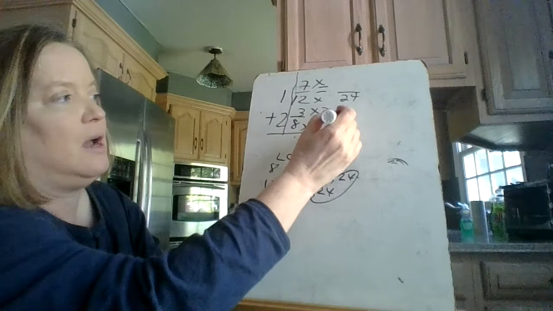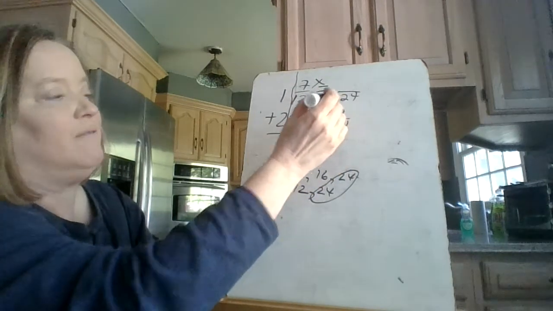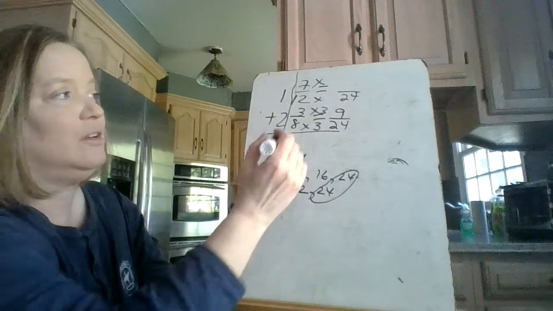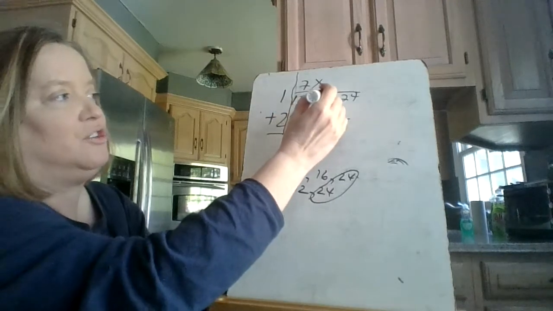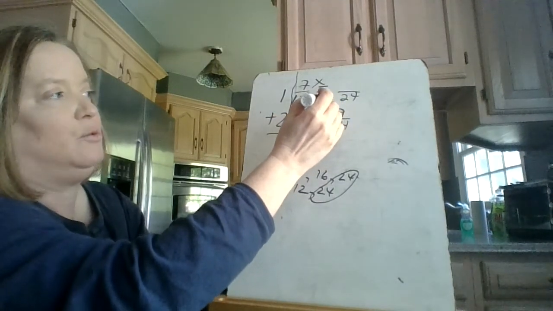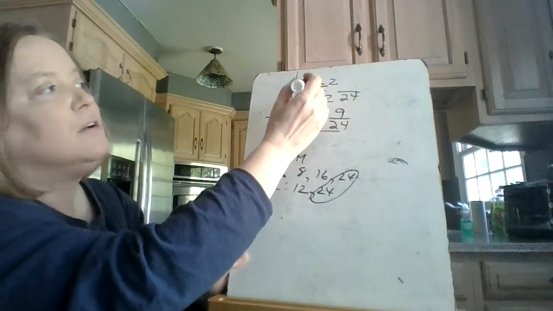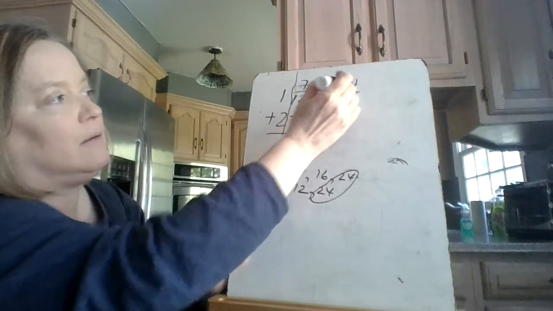So 3 times 3 is 9. 12 times what is 24? And you could just peek back at your list here and you'll get your answer. 12 times 2 was 24. Whatever I do on the bottom, I'm going to do on the top. So 7 times 2 is 14.